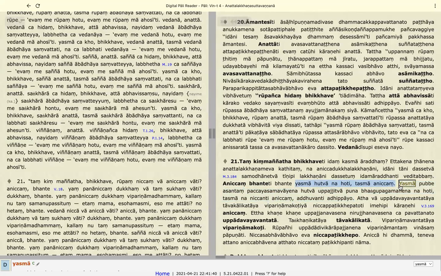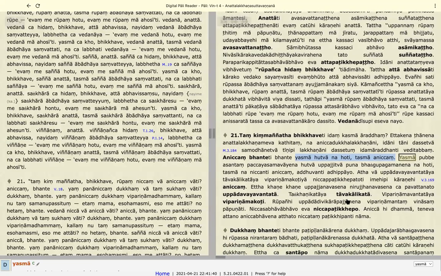Hotvā means why they arise: because of asantaṃ paccaya samavāyena hotvā uppajjitvā. Na hoti, why do they not arise? Punar bhaṅgupagamanena, by approaching the dissolving moment, they cannot arise. Tasma na niccaṃ aniccaṃ. What does anicca mean? Not permanent, adhuvaṃ. That means anicca means not permanent. This is according to the Abhidhamma way; we can understand it.